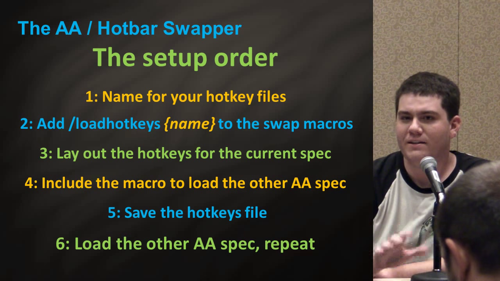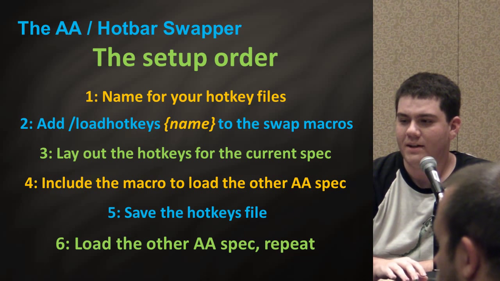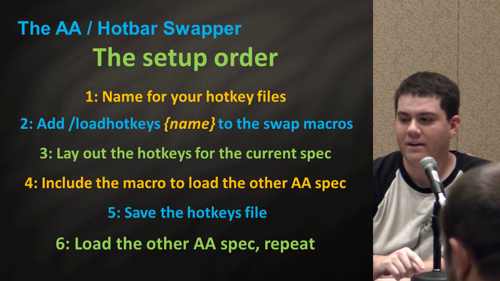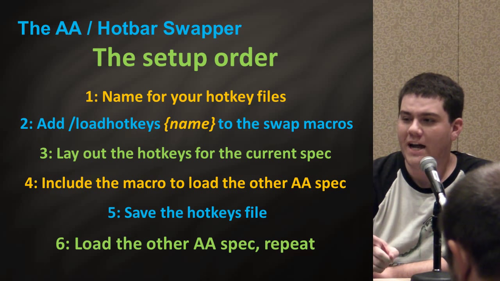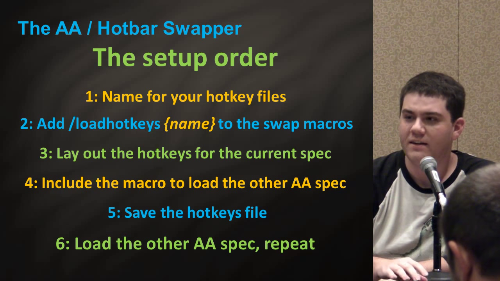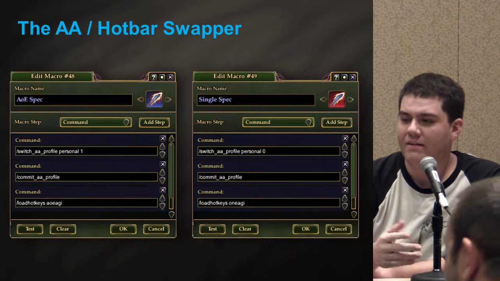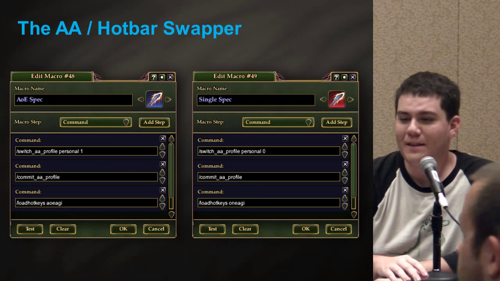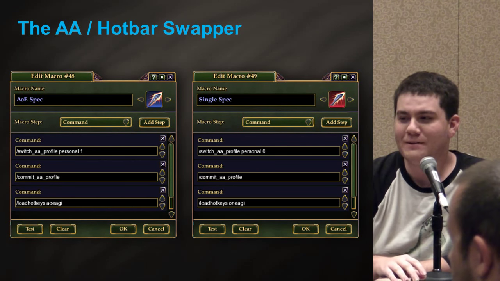So I have everything in there how I want it. I'm going to save it, and I'm going to load the other AA spec, and I'm going to repeat those last few steps. I'm going to lay out the new hotkeys, include the macro to load the previous spec, and I'm going to save the hotkeys again. So now, I have these 2 macros in there. For all that, we ended up with a 3-command macro.